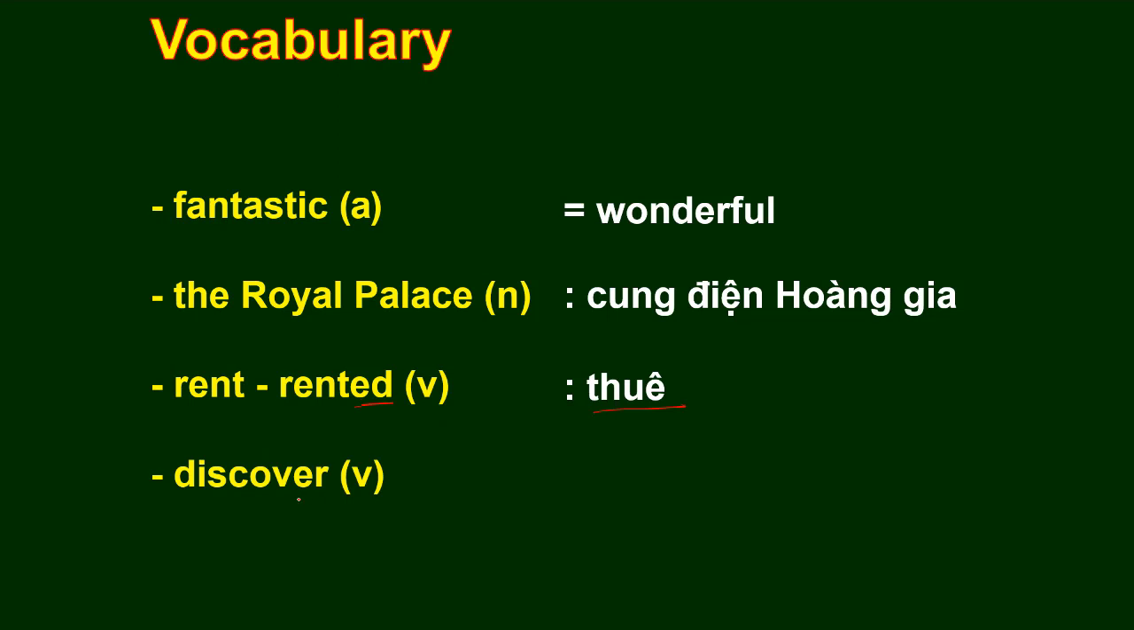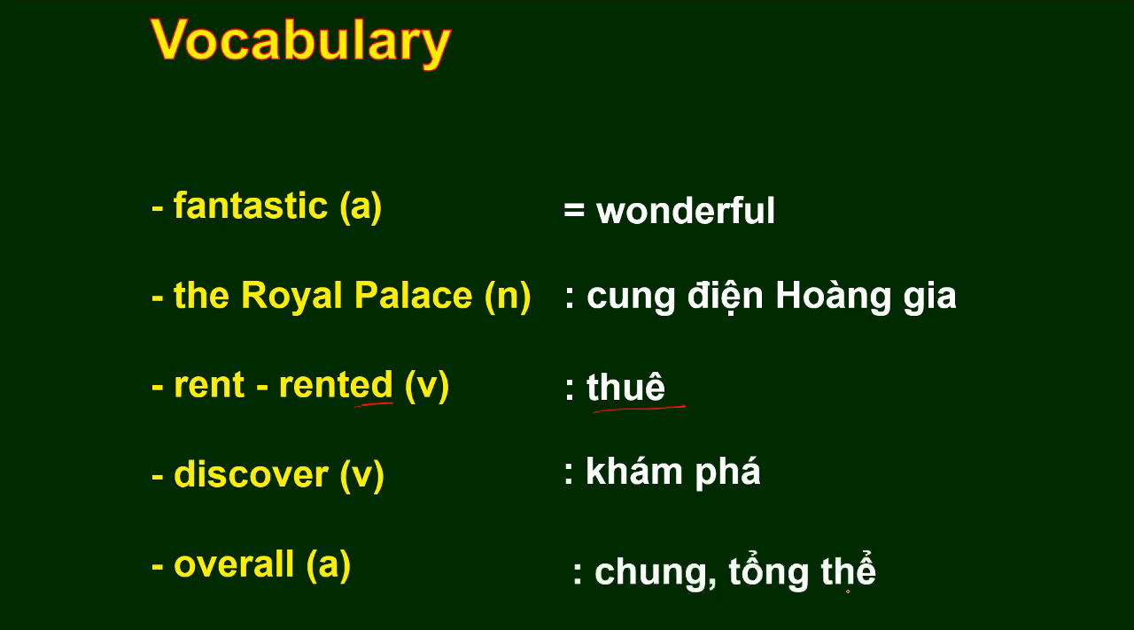And discover, it is a kind of verb. And the next one is overall. Now let's read these words one more time. Fantastic, wonderful. Royal, the royal palace, it is a noun.